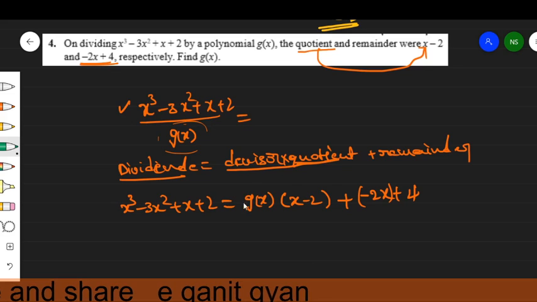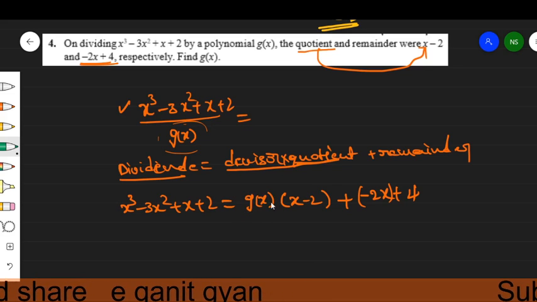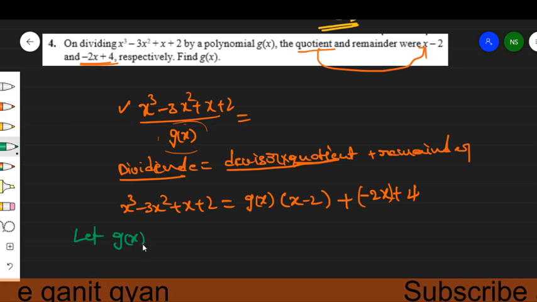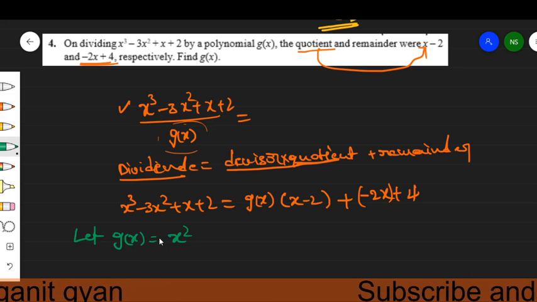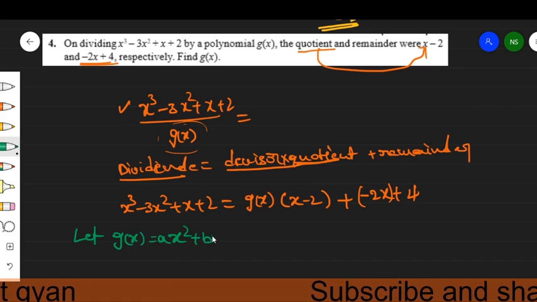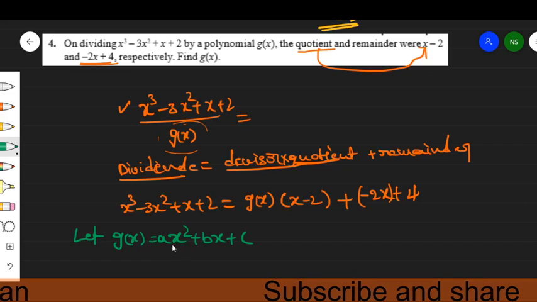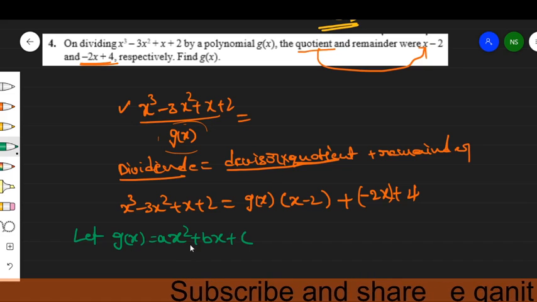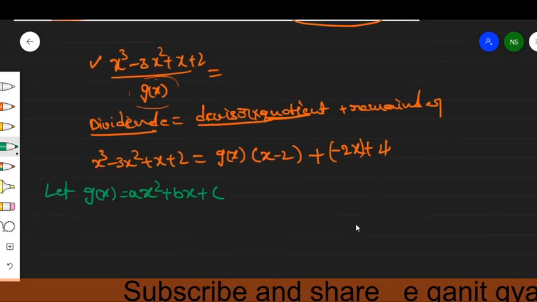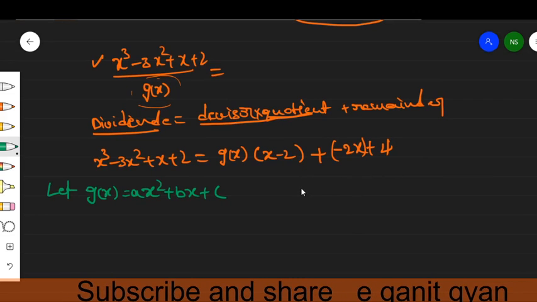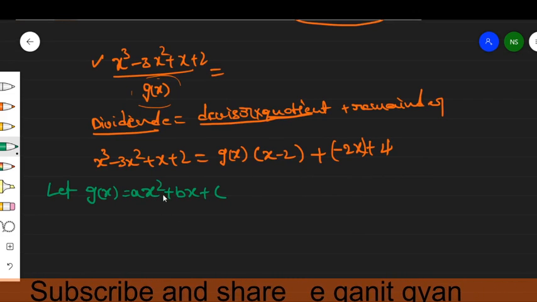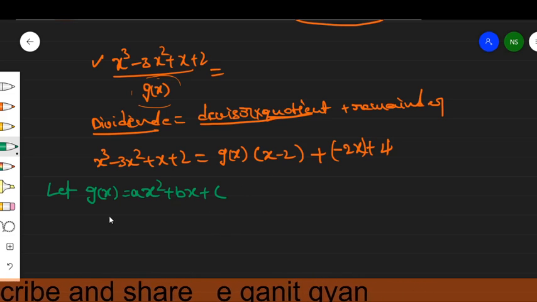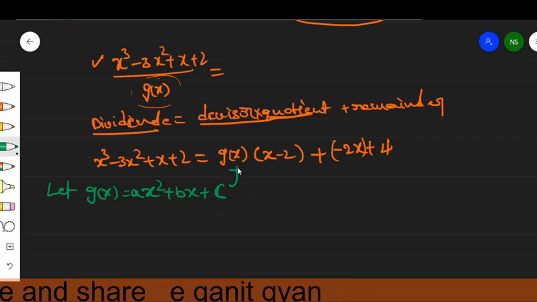Now here I don't know what is the g of x. Here I will assume this g of x. Let g of x be ax square plus bx plus c. Why do I need to assume like that only? According to Euclid's lemma also, the quotient and the remainder, the power must and should be less than this divisor.